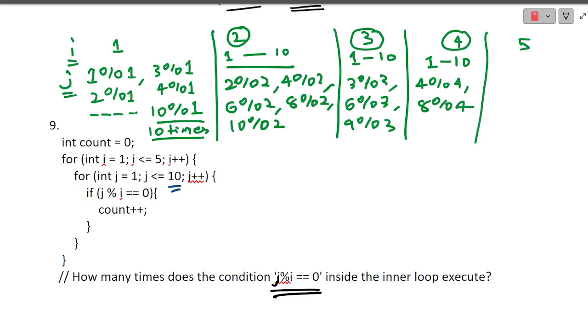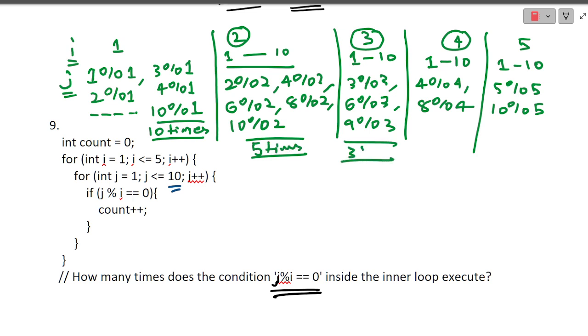Easy? Okay. Then again the range is 1 to 10. Let me see how many are divisible with 5. 5 modulus 5 is equal to 0, and 10 modulus 5 is equal to 0. See, this is 10 times, and this is for 1, 2, 3, 4, 5. And this will be 5 times. And this will be 3 times. This will be 2 times. And here it will again be 2 times.